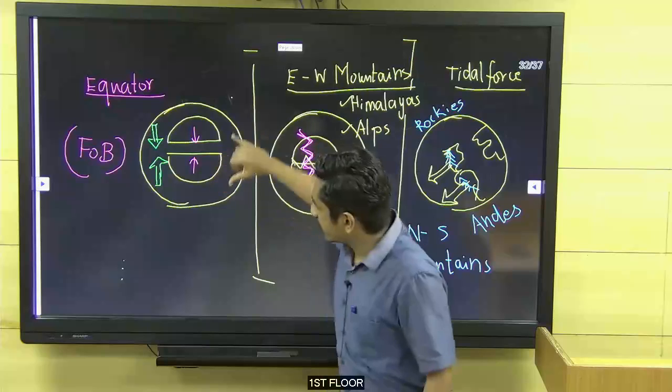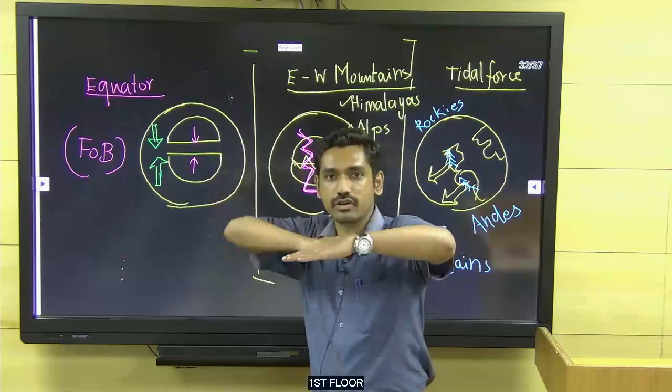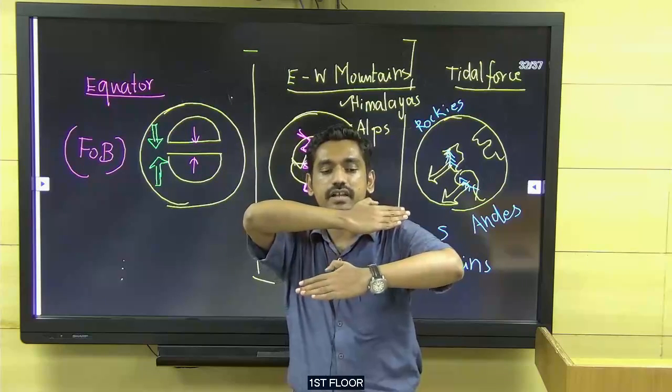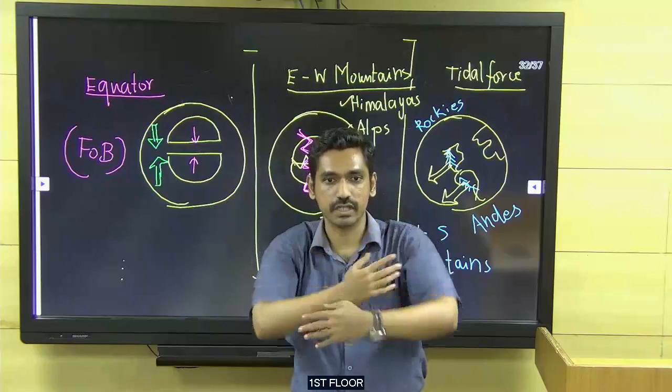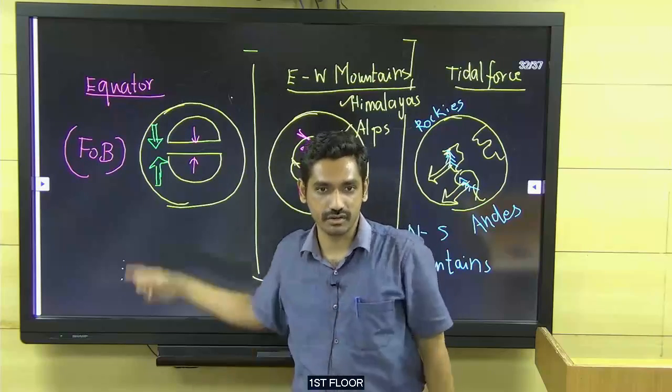See, you're talking about two large continents. Very, very large. Naturally, they will get attracted towards each other. So due to attraction, they're colliding. That is differential gravitational force, being attracted by the mass of the other continent. Got it?